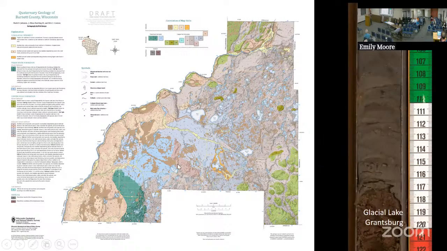The blues fading into the purple this way are this younger Grantsburg Lake that sits at the surface, the one that showed when we showed where the ice was around 15,000 years ago. So that's a lake that forms because the ice blocks the St. Croix Valley when it's sitting here at the Pine City or in the Grantsburg area.